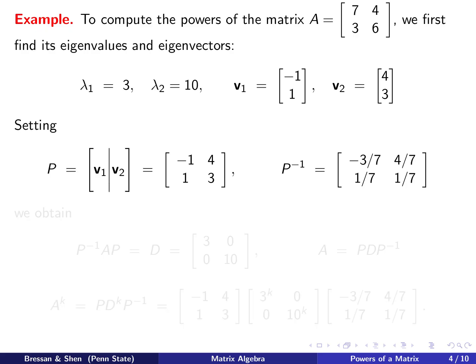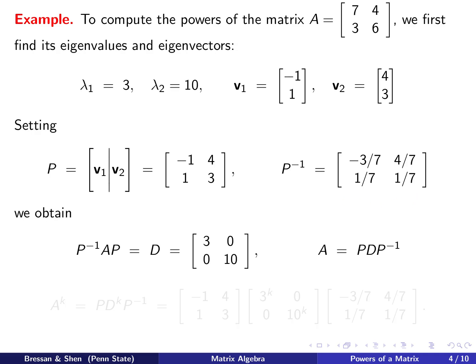Now we can form the P matrix by collecting the two eigenvectors. I fill it in, and that's the P. And this is an invertible matrix, and then, using the method we have learned, we can find the P inverse, which is this.